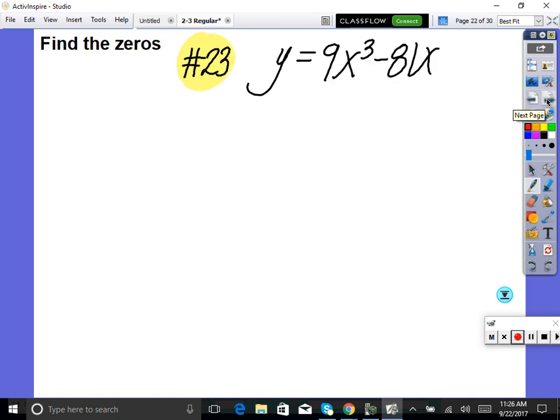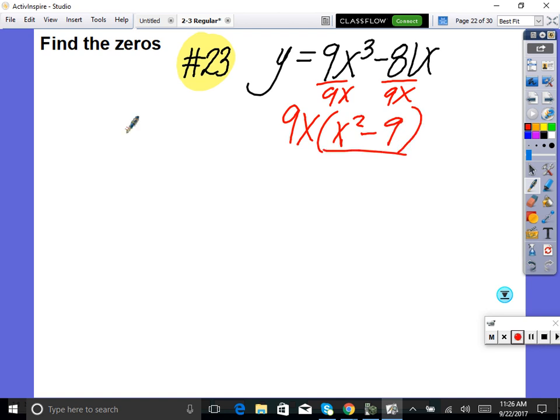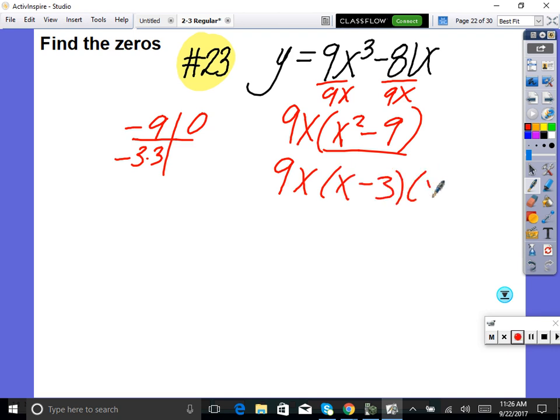Look at problem number 23. It says find the zeros. Unfortunately, this one's not factored for us. We've got to factor it. But it's quick. We're getting quicker. So we factor out 9x, left is x squared minus 9. Now factor that more. Well, multiplies to be negative 9 and adds up to be 0. Negative 3 and 3. So you'd say this factors to be 9x times x minus 3 times x plus 3.